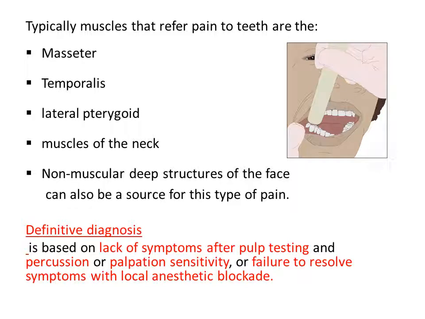The muscles of mastication, as we know, the main ones are the masseter, temporalis, lateral pterygoid, and the muscles of the neck. There are also some deep non-muscular structures that might cause the pain. As a dentist, a pulp test here is important, percussion, palpation, and if all of them fail in diagnosis, we can give an infiltration anesthesia to the region. If the tooth is already anesthetized and the pain is still there, it means that it is muscular.